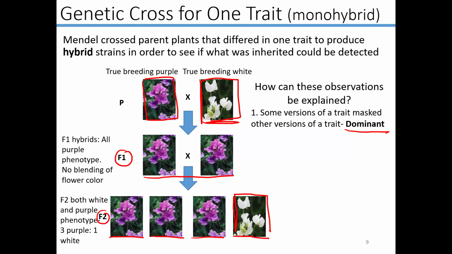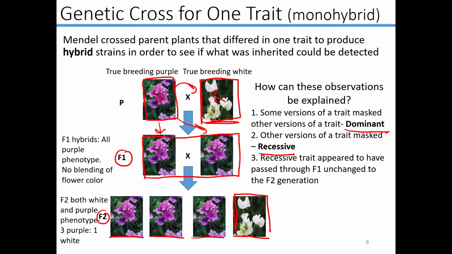When we cross these, you can see that the white flower gene has disappeared, meaning that our purple is much more dominant over our white. You can see that because, again, it's masking this, hiding this, and you can see that our phenotypes now are all purple flowers. So that would make our white flower over here a recessive trait. So our purple would be dominant, and then our white would be recessive.